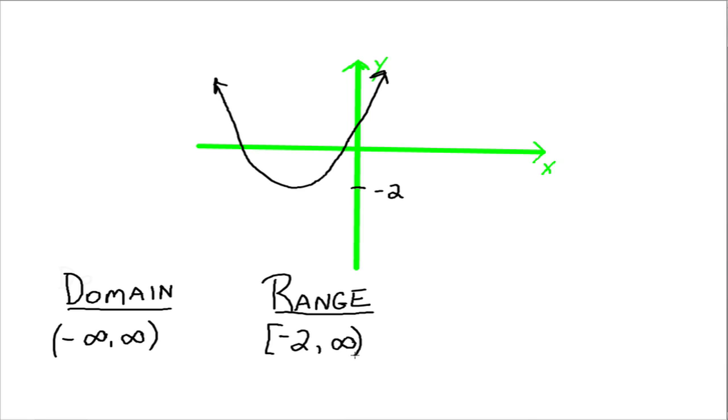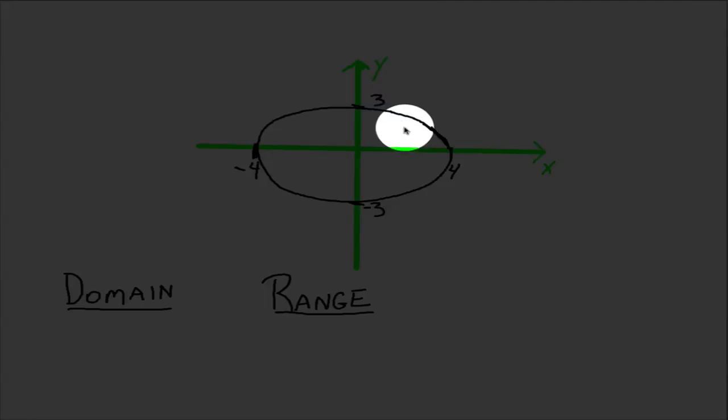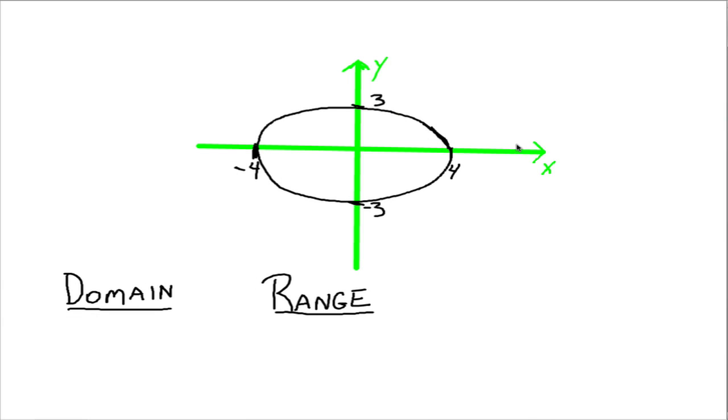Alright, let's look at another one. Alright, what about this graph? Let's see if it's a function. If you take one x value, how many y values correspond to that one x value to give you a point on your graph? Well, if you take this x value, you've got a y value up here to give you a point, and you have a y value down here to give you a point. So you have one x value corresponding to two different y values. Hence, not a function. All you need is to find one x value that corresponds to more than one y value in order to not have a function.